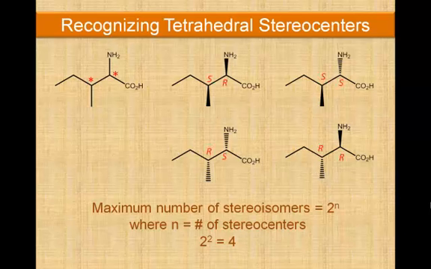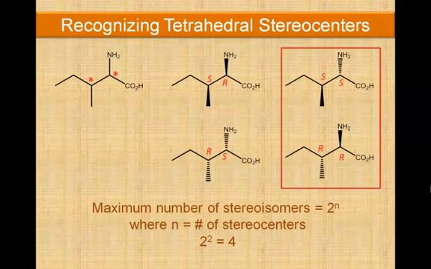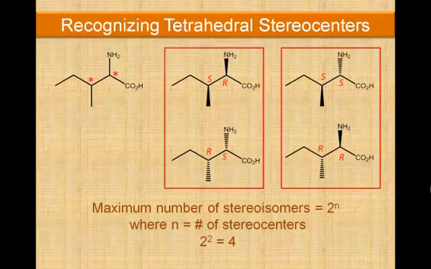Here are our absolute configurations, and you'll note that there are 4 different and unique combinations for these stereocenters. This is a pair of enantiomers. If we have the SS isomer, that must mean that its mirror image is the RR isomer. This is also a pair of enantiomers. On the top, we have the 2R, 3S isomer, and on the bottom, we have the 2S, 3R isomer. So the mirror image of 2R, 3S must be 2S, 3R.